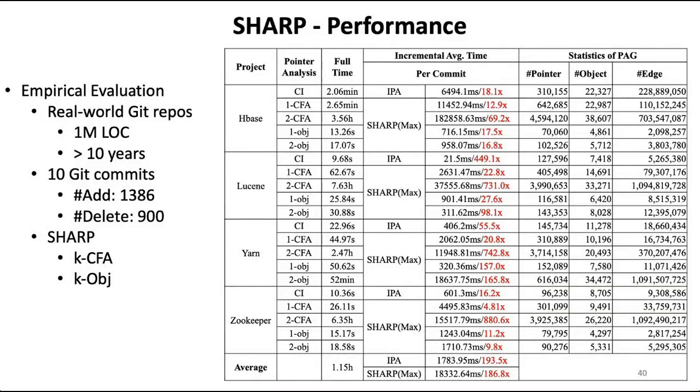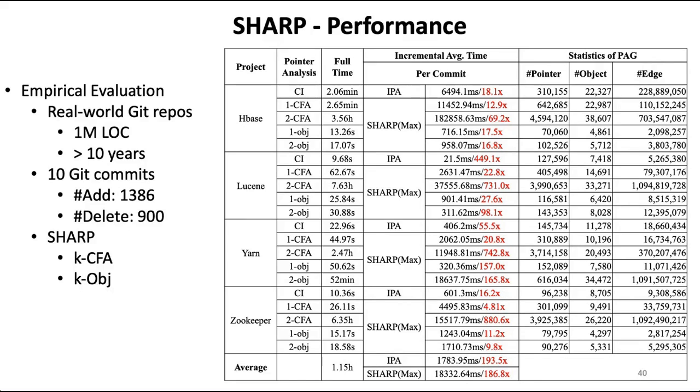We implemented Sharp in the Matlab framework and performed an empirical evaluation on 4 large real-world Java projects on GitHub with frequent code commits and long code commit histories. The evaluation was on the most recent 10 Git commits with an average number of 1,386 additions and 900 deletions for each commit.